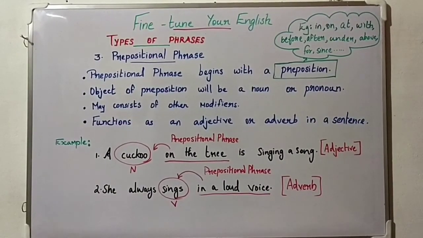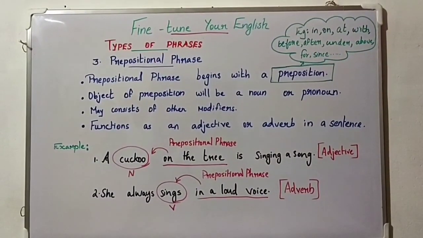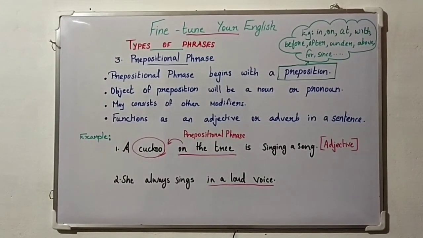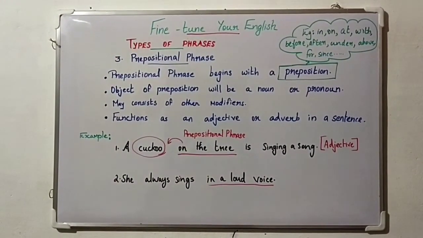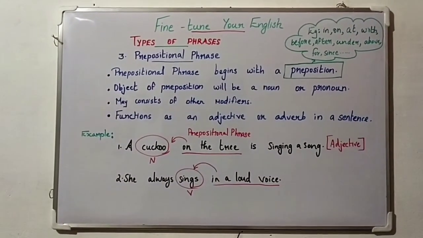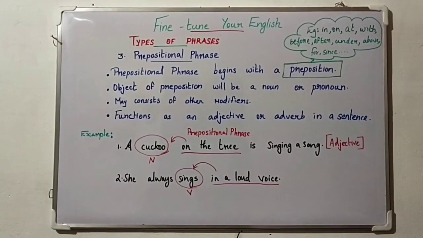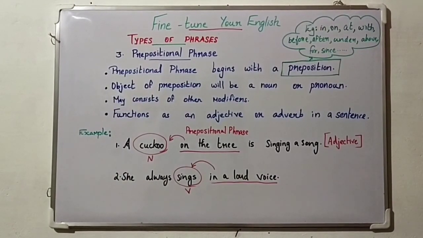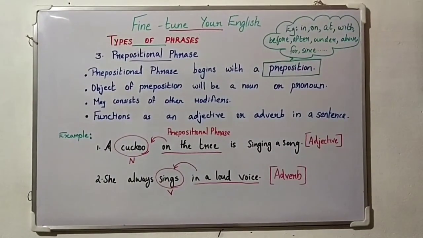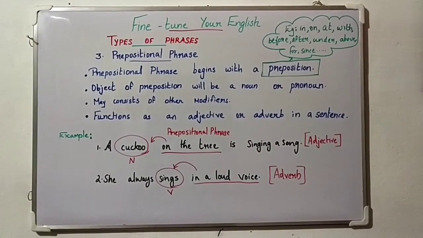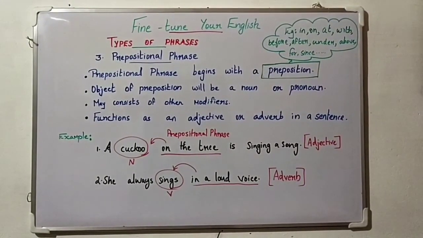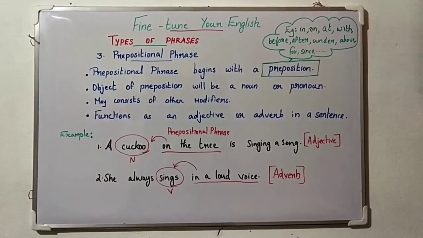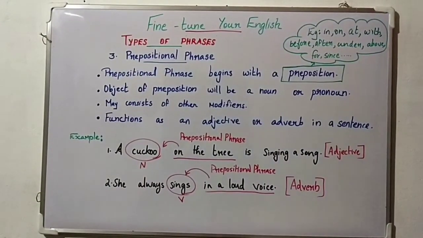Okay, then we can discuss the second and third points. The object of a preposition will be a noun or a pronoun and it may consist of other modifiers. Okay, we can discuss this point with the help of the examples we have already discussed. See the first one, on the tree is the prepositional phrase. There the preposition is on, the is the article, that is a modifier, and tree is a noun. So it is preposition, article and a noun.